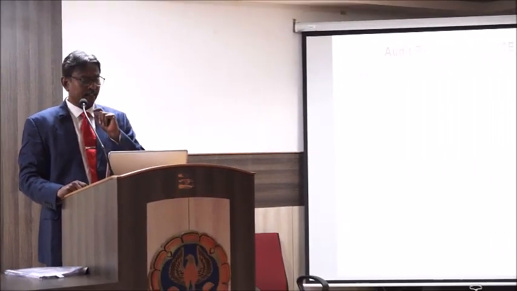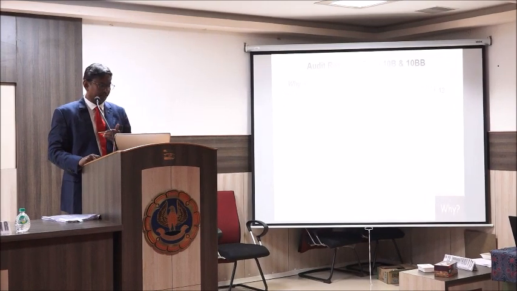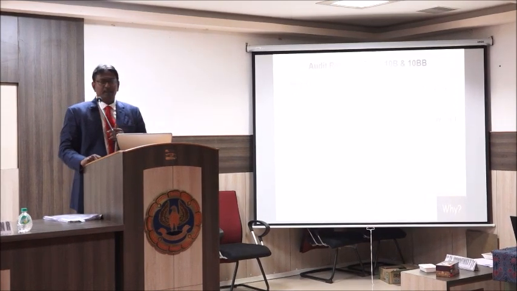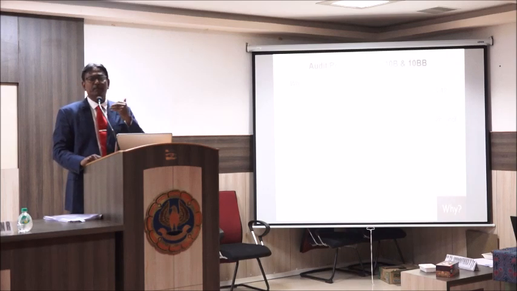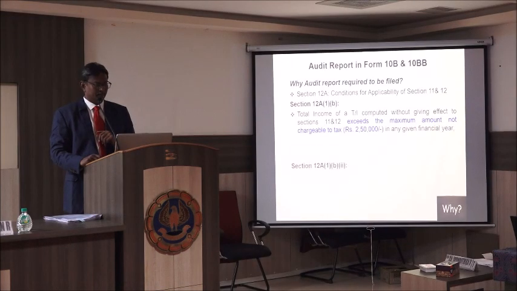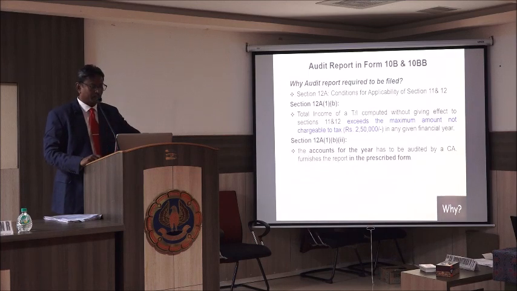Section 12A says clearly the conditions of applicability of Sections 11 and 12. It lists out the conditions. If the total income of the trust or institution in a year, before giving exemption under 11 and 12, is 2,50,000 rupees and above, you have to get the accounts audited. The accounts for the year have to be audited by a CA, and the prescribed form has to be filed with the Income Tax Department, which is Form 10 and Form 10B.